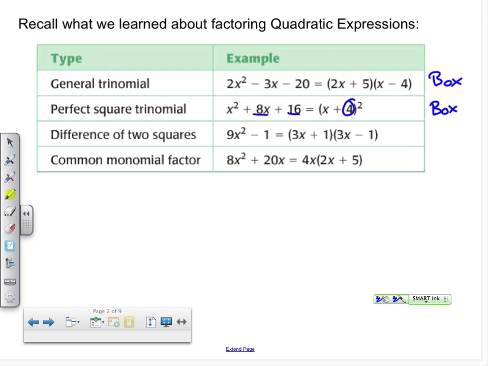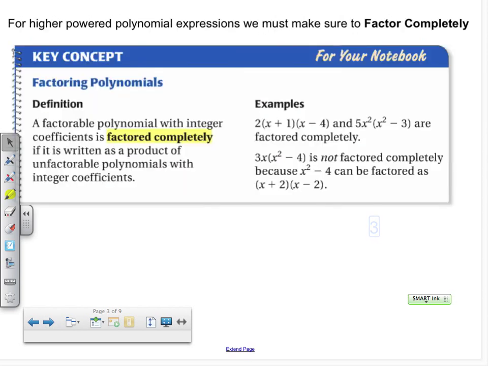The difference of two squares, you can box that as well using the middle term of 0, or recognize these as conjugate pairs. And then you had common monomials, looking to see what's in common. Right? That's like what we're doing in each row of the box. Well, today we're going to look at factoring completely.